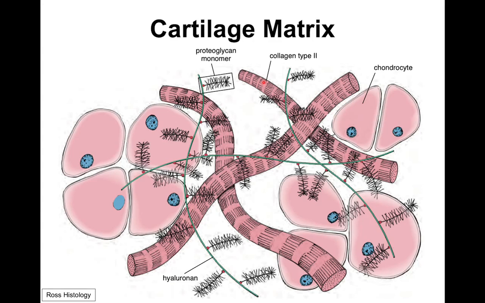But proteoglycans dominate type 2 collagen fibers. That's why cartilage matrix appears basophilic. It appears blue or purple in H&E staining, and it's due to the sulfated glycosaminoglycans. They are negatively charged and attract hematoxylin, so they appear basophilic.